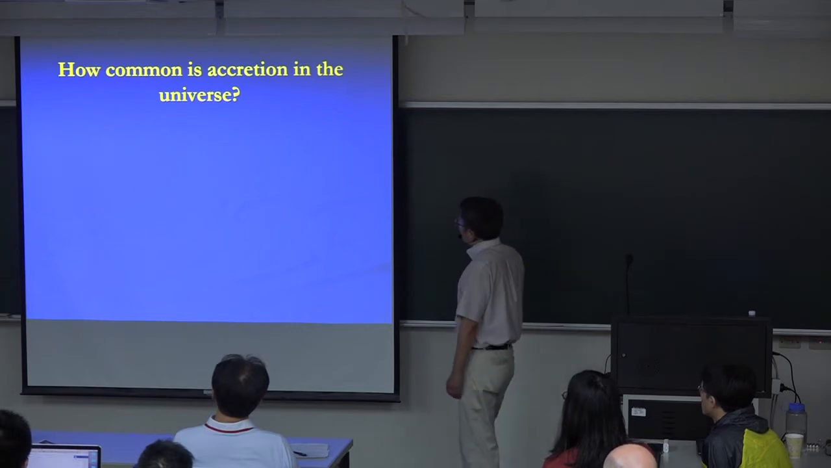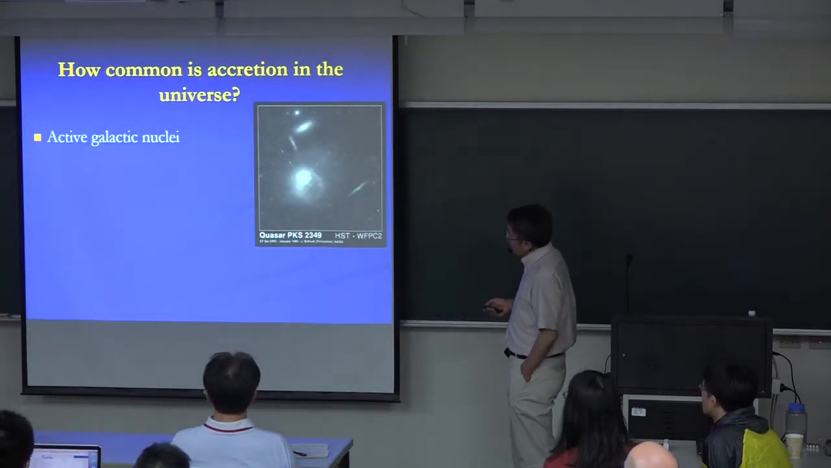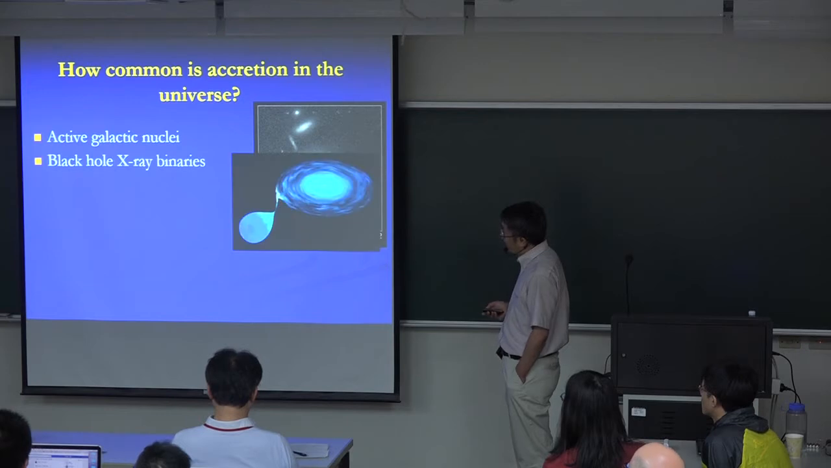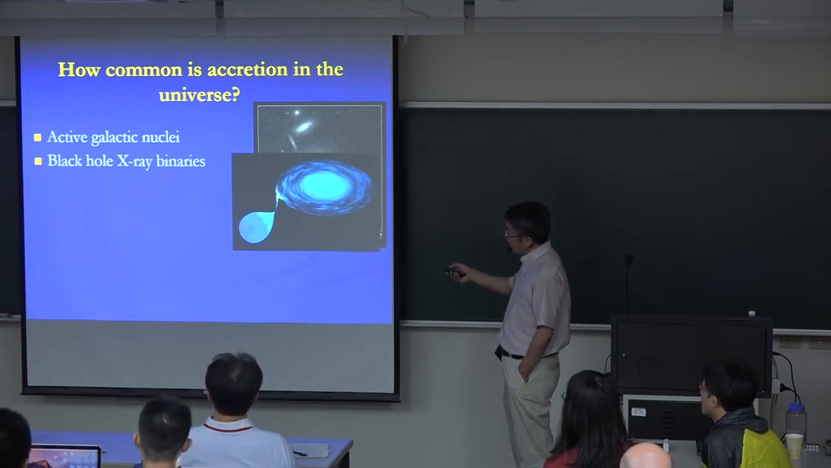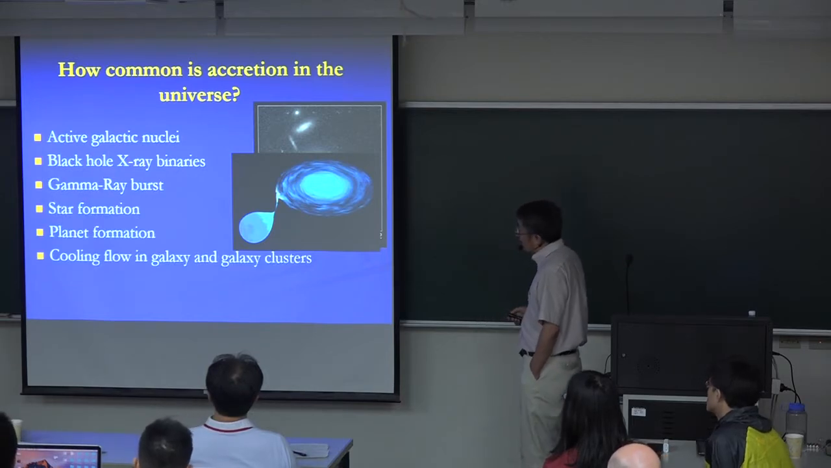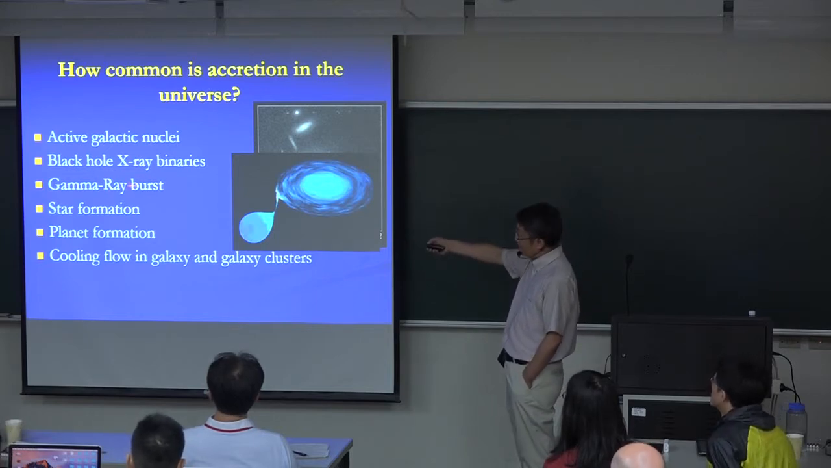So how common is accretion in the universe? One application field is AGN, Active Galactic Nuclei. This is well known. Another one is black hole X-ray binary. I believe John will give you some more detailed discussion about black hole X-ray binary. The third one is gamma ray burst. This is also a very big community.